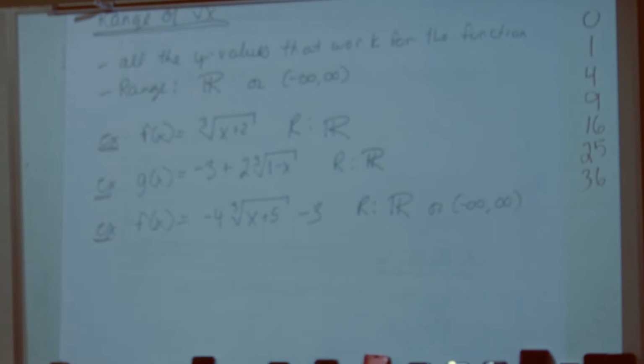Everybody good so far? All right. Now comes the graphing time. So let's do a definition of the cube root.